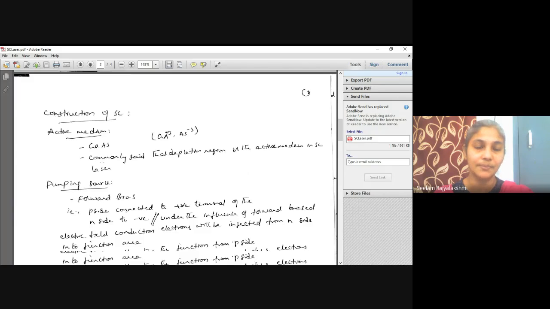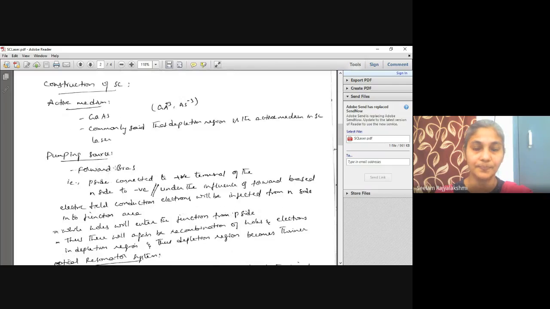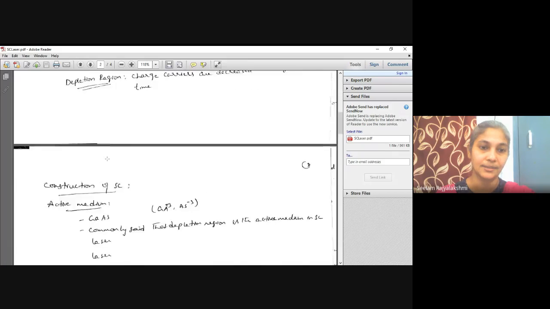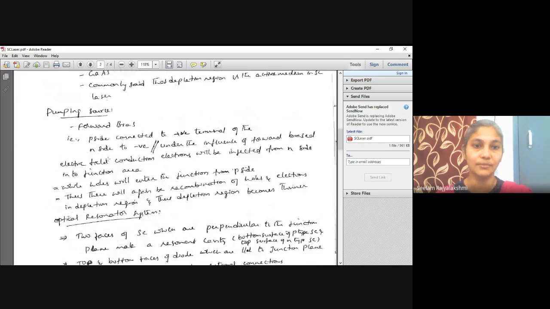What is forward bias? The P-type semiconductor is connected to the positive terminal of the battery, and the N-type is connected to the negative terminal of the battery. Under the influence of forward bias, the electric field causes conduction electrons to be injected from the N side into the junction area.